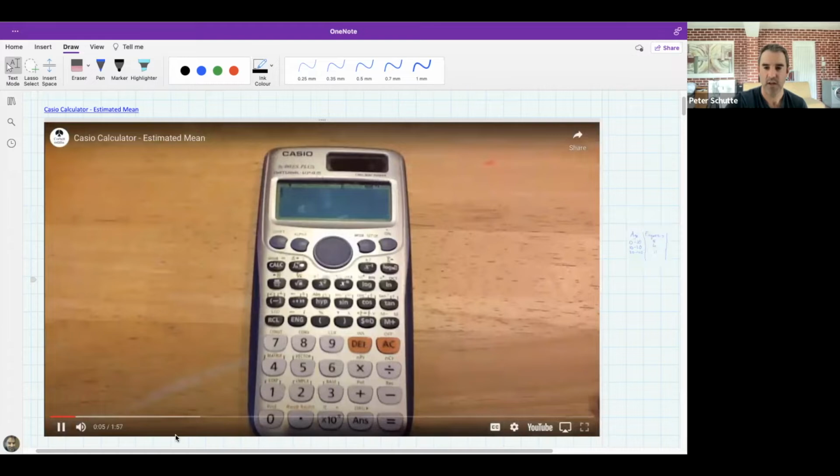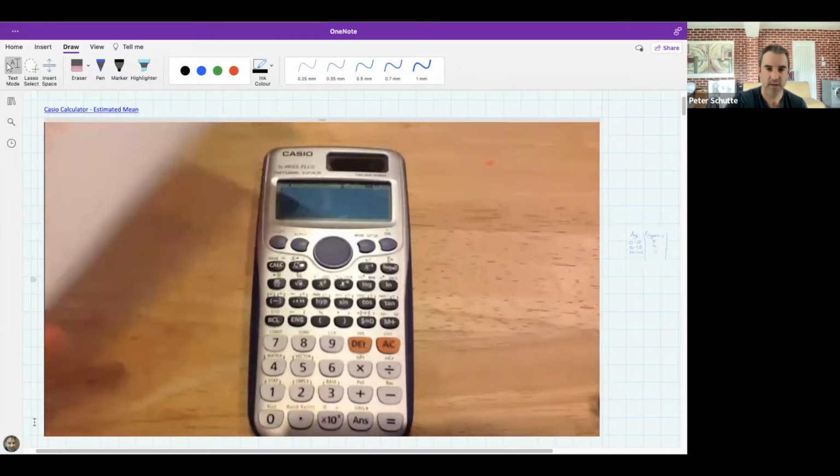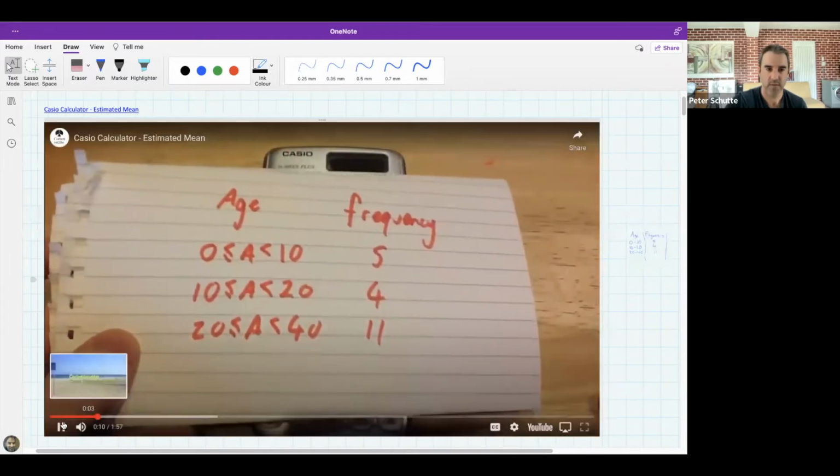In this video, we're going to look at how to use your Casio calculator to work out the mean for a group frequency table such as this.